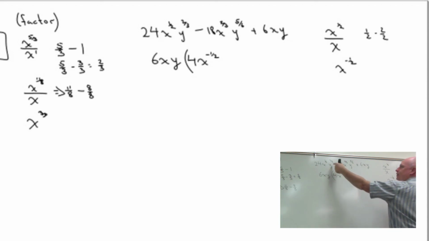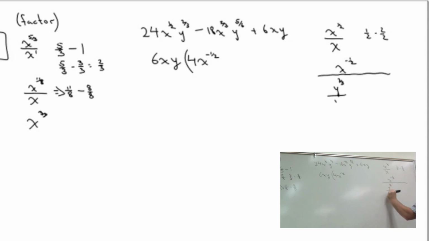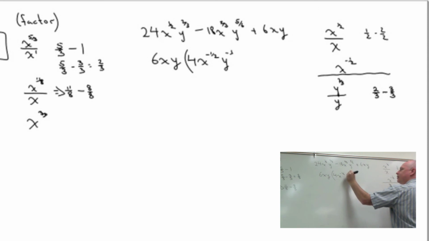Then we have this y to the 2/3 divided by y. So let's see here, y to the 2/3 divided by y. What do I do with the exponents? Subtract, so you get 2/3 minus 3/3, better known as 1. And then 2/3 minus 3/3 is? Negative 1/3. So this becomes y to the negative 1/3. Again, we'll deal with that later.